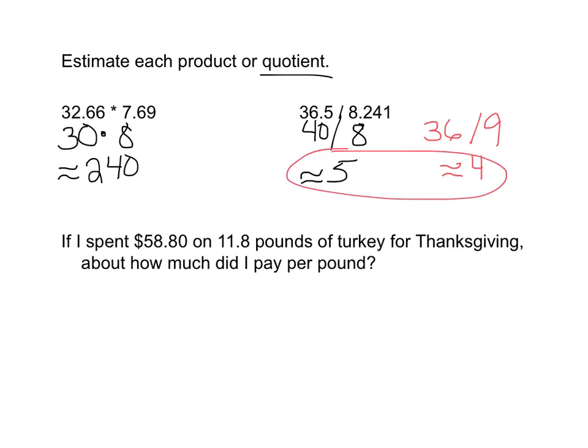So why don't you go ahead and pause the video and see if you can do the word problem on your own. If I spent $58.80 on 11 8/10 pounds of turkey for Thanksgiving, about how much did I pay per pound? So if we look at $58.80, that's about 60. So we can say we spent about $60 on our turkey. 11 8/10 pounds is about 12 pounds. So I would just take 60 divided by 12. My answer would be about $5 per pound.